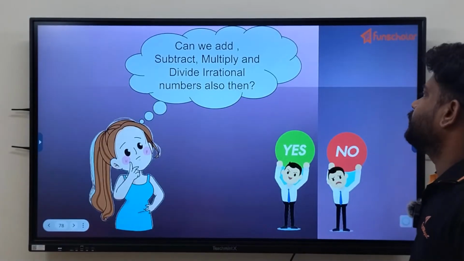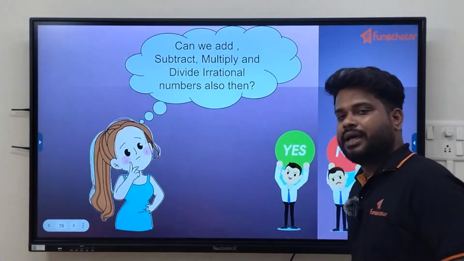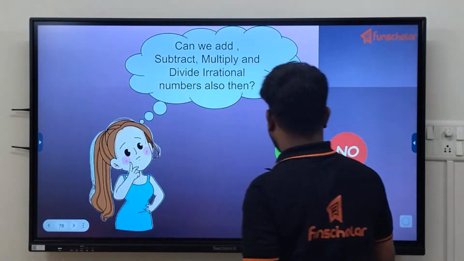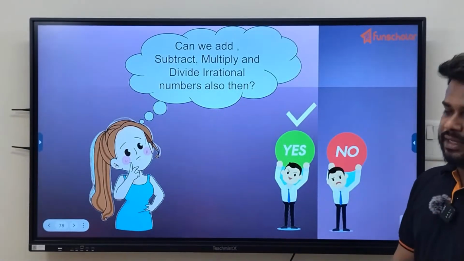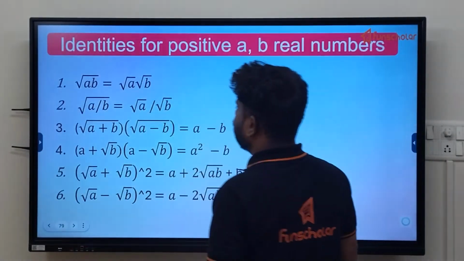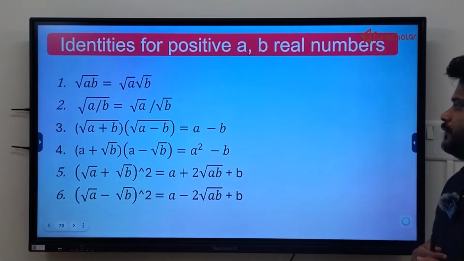Can we add, subtract, multiply and divide irrational numbers also? Try to think about it and tell me. It will also be yes. And how this works, you will have to learn further.